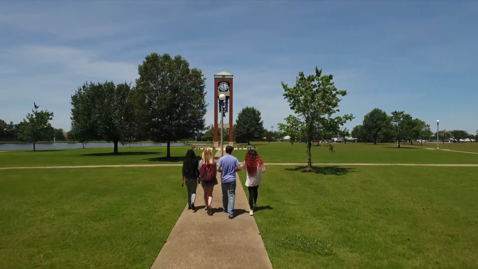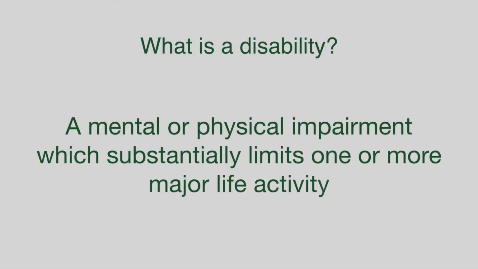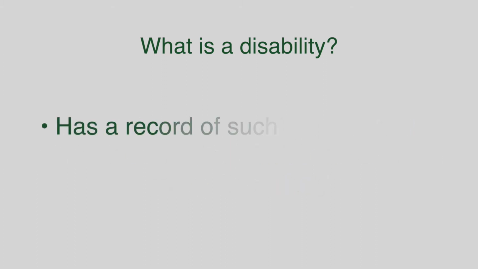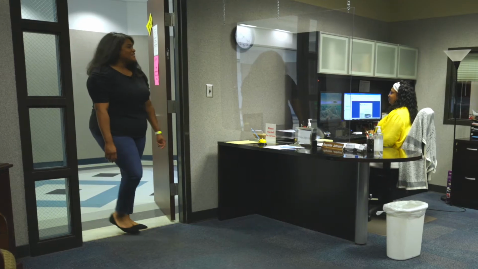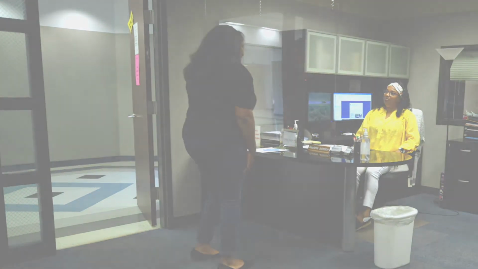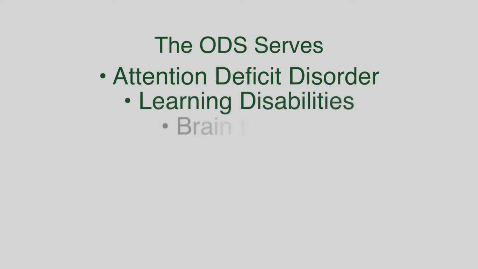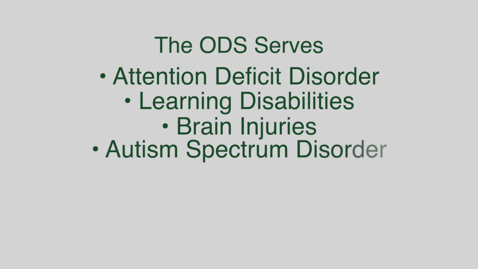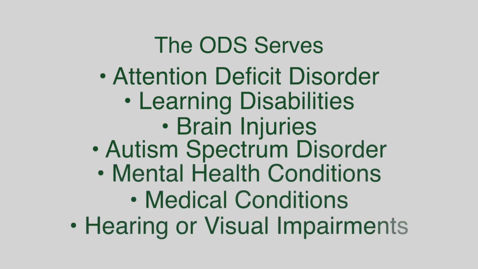The law defines a person as disabled if he or she has a mental or physical impairment which substantially limits one or more major life activity, has a record of such an impairment, and is regarded as having an impairment. The ODS works with students from all walks of life and many experiences. For example, the ODS serves students who may have attention deficit disorder, learning disabilities, brain injuries, autism spectrum disorder, mental health conditions, medical conditions, hearing or visual impairments.